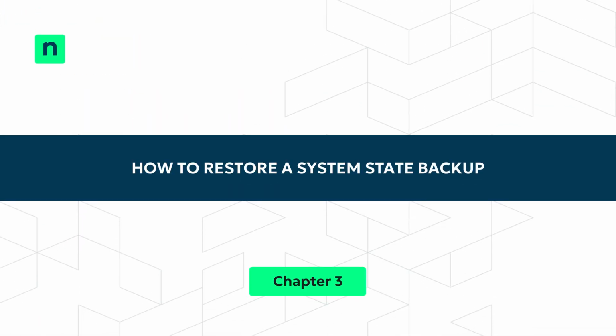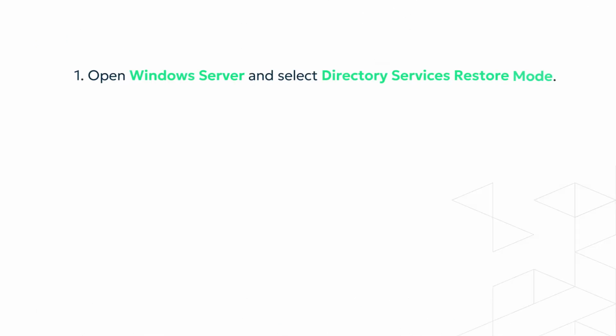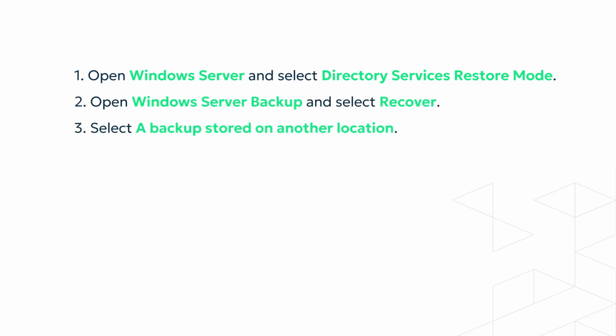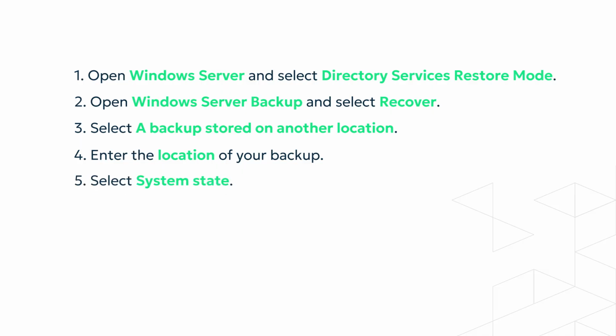How to restore a system state backup. To restore your device from a system state backup, open Windows Server and select Directory Services Restore Mode. Next, open Windows Server Backup and select Recover. In the Recovery Wizard window, select a backup stored on another location and click Next. In the Select Backup Date window, enter the location of your backup and click Next. In the Select Recovery Type screen, select System State, then click Next.